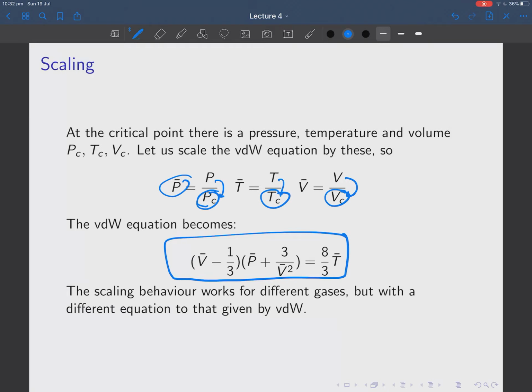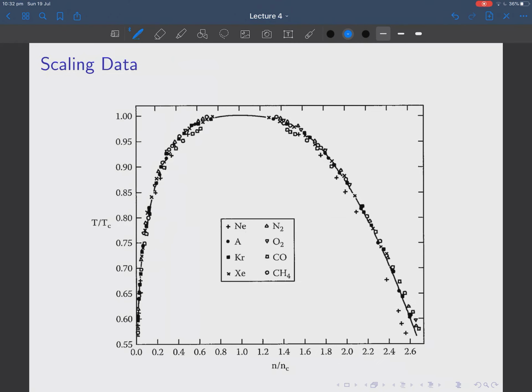Okay, the question to ask is, we know the Van der Waals equation works somewhat, but not perfectly. Does this scaling equation work? And the answer is no, but you can still scale the data for different gases with the measured pressure, temperature, and volume at the critical point. And when you do that, you end up with a very nice curve that looks like this.